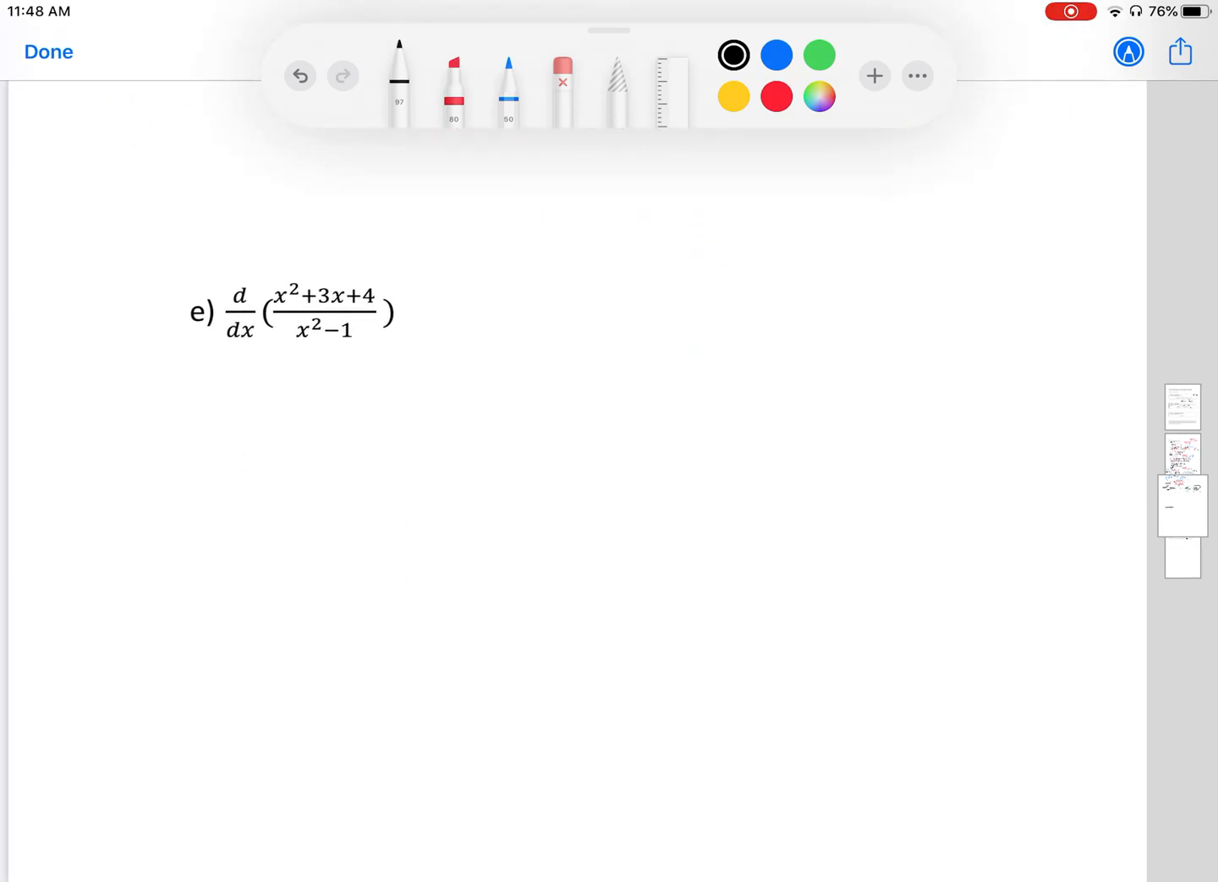Okay, this one has a lot more work to it. So label your numerator as f, your denominator as g, and according to your definitions, your quotient rule is g times the derivative of f, minus f times the derivative of g, divided by your g squared.